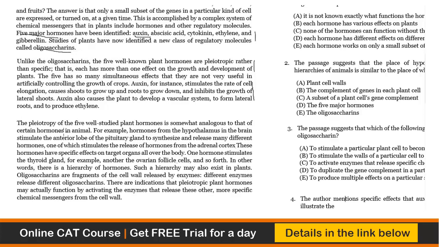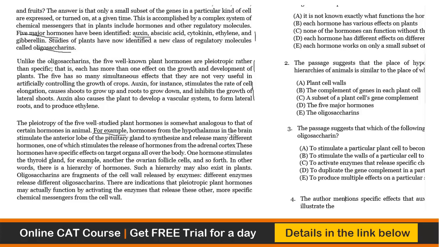And then it says the pleiotropy of the 5 well-studied plant hormones is somewhat analogous to that of certain hormones in animals. For example, hormones from the hypothalamus in the brain stimulate the anterior lobe of the pituitary gland to synthesize and release many different hormones, one of which stimulates the release of hormones from the adrenal cortex. So it says that you have some kind of example. So pleiotropy has been discussed, and then, for example, hormones from the hypothalamus in the brain.